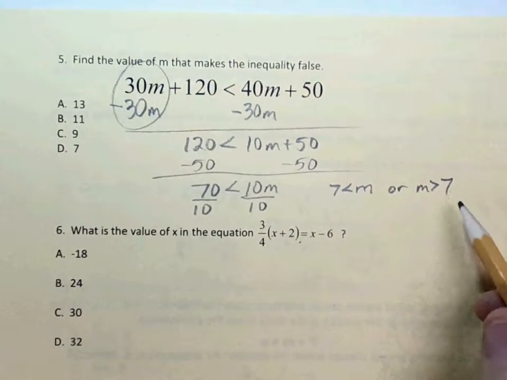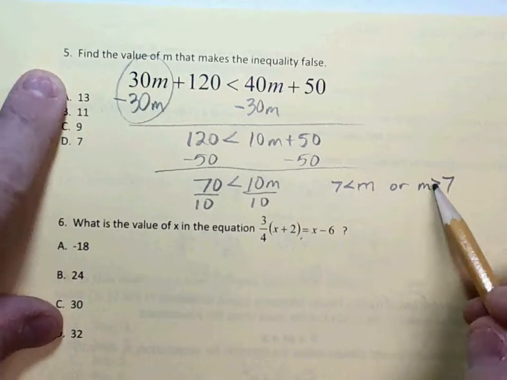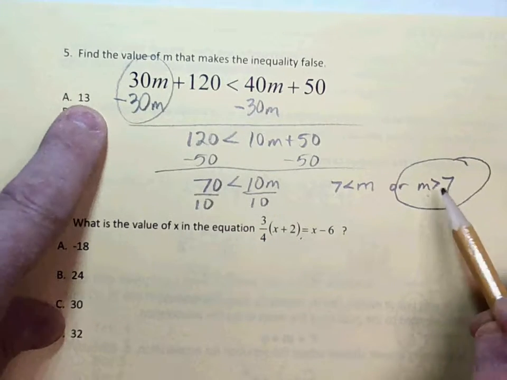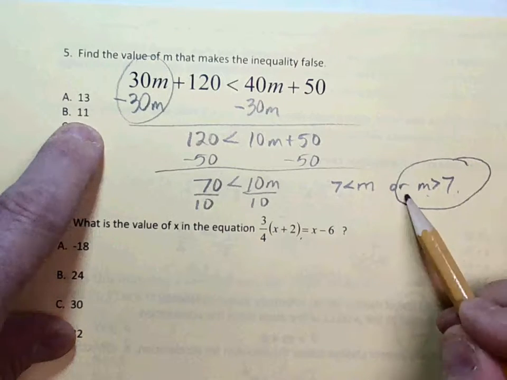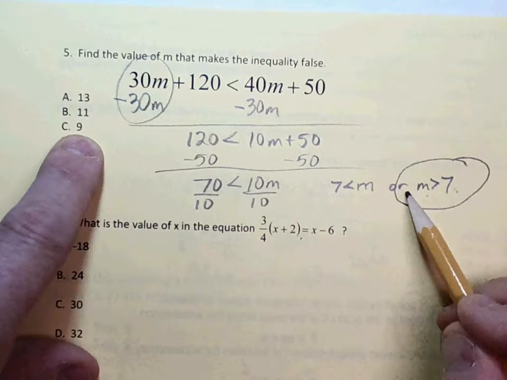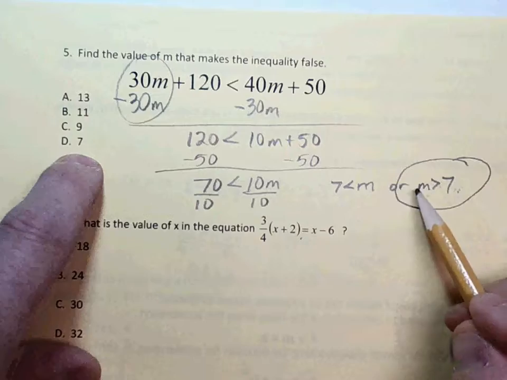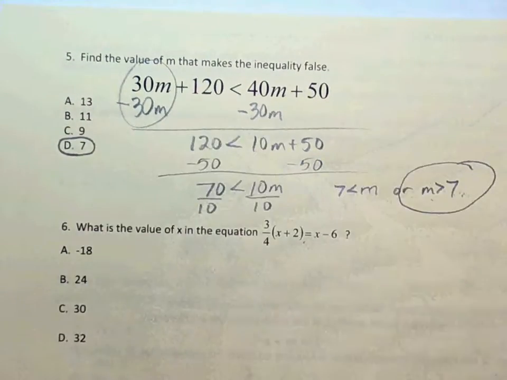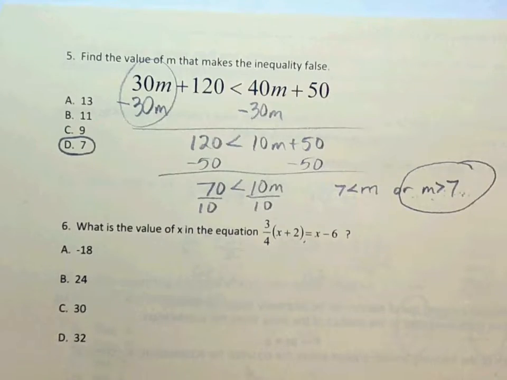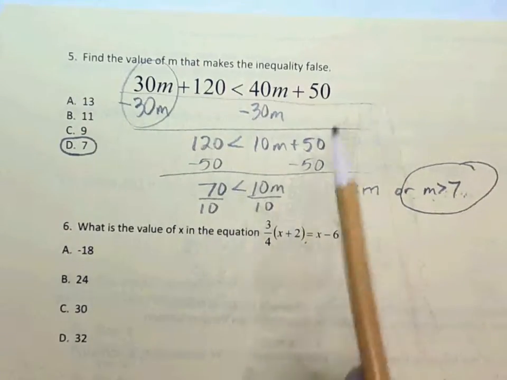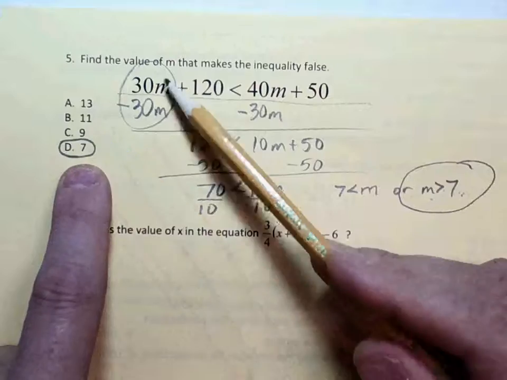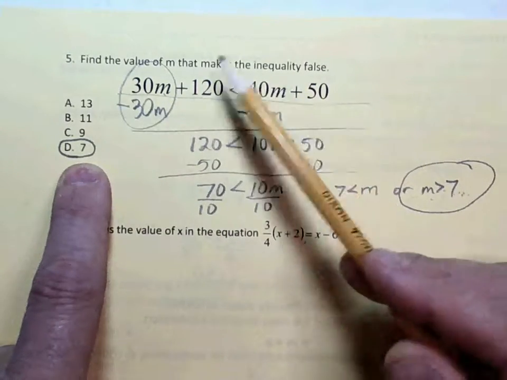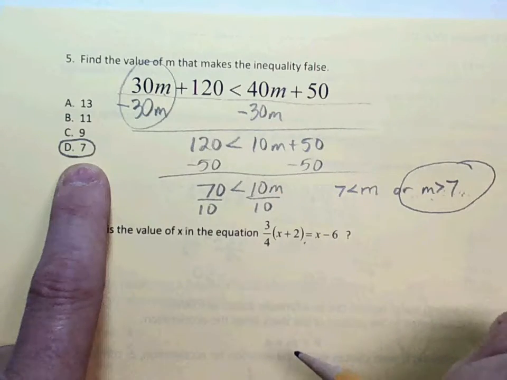Okay, so which one of these numbers, if I plugged it in this guy right here, would be false? Well, 13 is greater than 7, that's true. 11 is greater than 7, that's true. 9 is greater than 7, that's true. Is 7 greater than itself? The answer is no. Now, if all else fails, what you can do is start with the original problem. And if I plug in a 7 here and here, I will have something that is false.